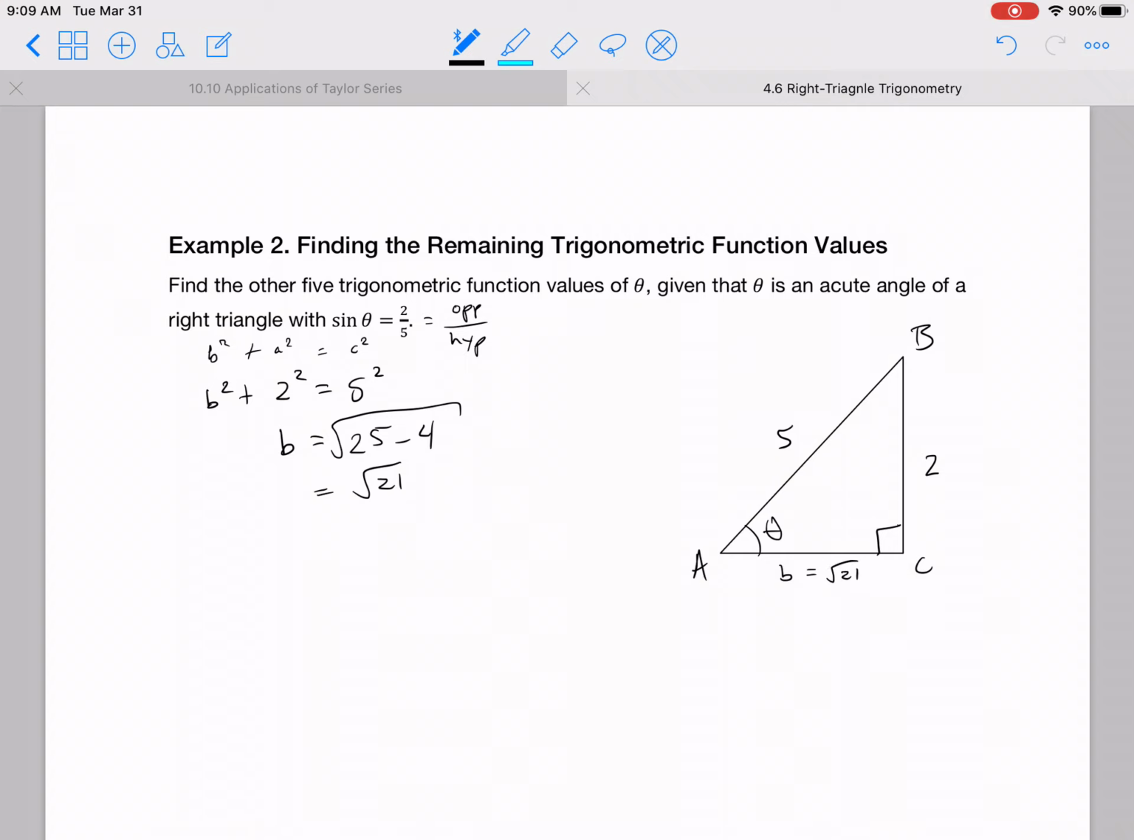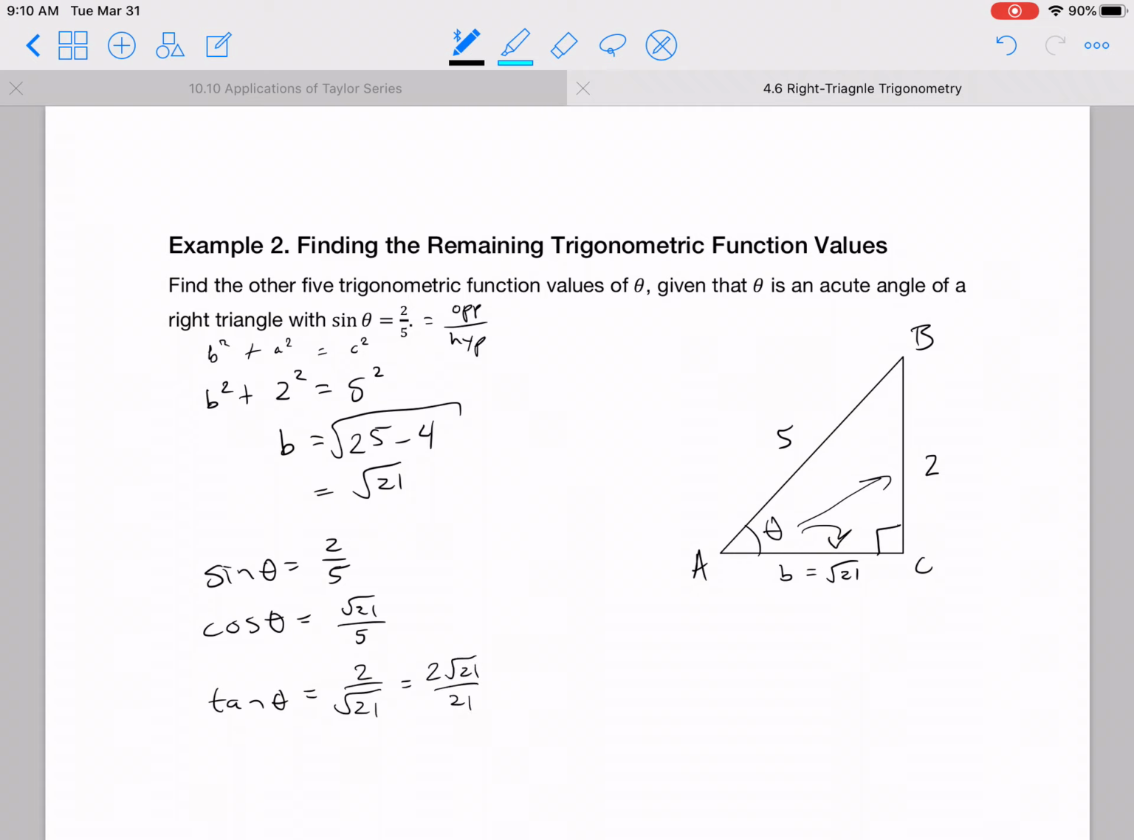And now it's just a matter of writing these. We already know that the sine of theta is 2/5. We have our triangle figured out, so we can do cosine of theta. That's going to be adjacent over hypotenuse, so square root of 21 over 5. Let's do tangent of theta. That's going to be the opposite over the adjacent, so that's 2 over root 21, which is 2 root 21 over 21.